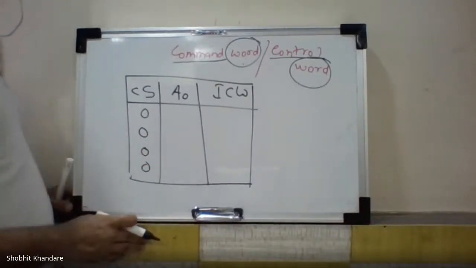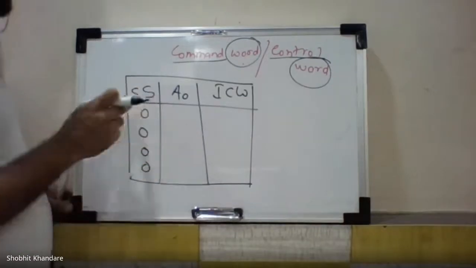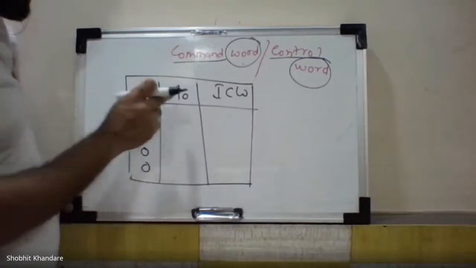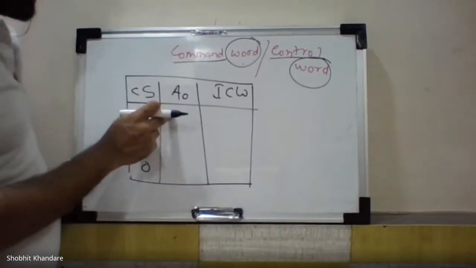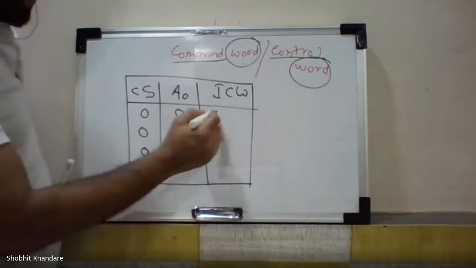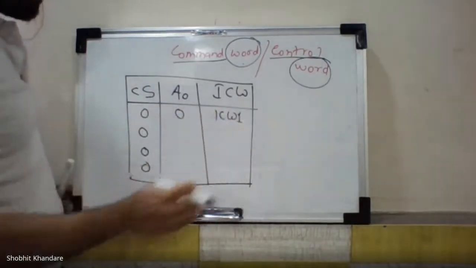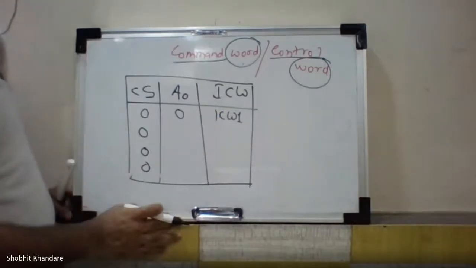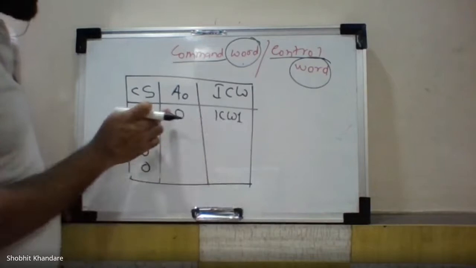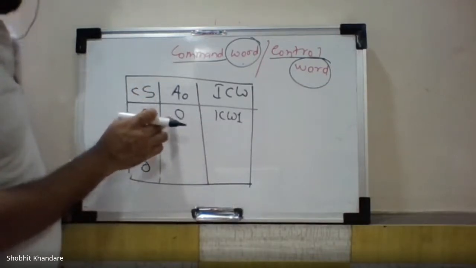So whenever you have to select that particular IC, your CS should be 0 because it is active low, CS bar. And your A0 now. This is important, I have told you. When your A0 is equal to 0, only then will the ICW1 command word be sent, through the address A0 equal to 0.